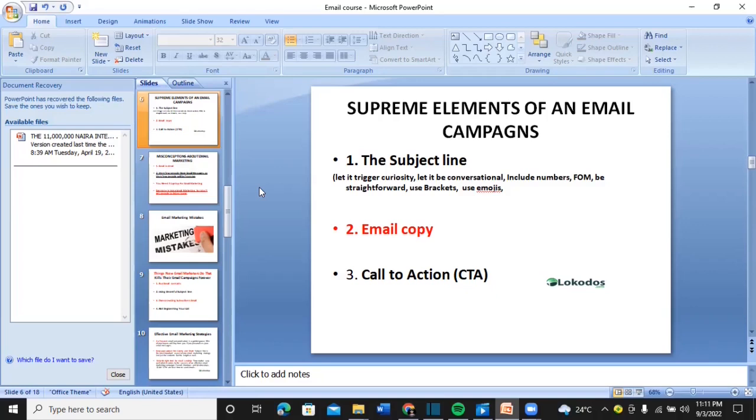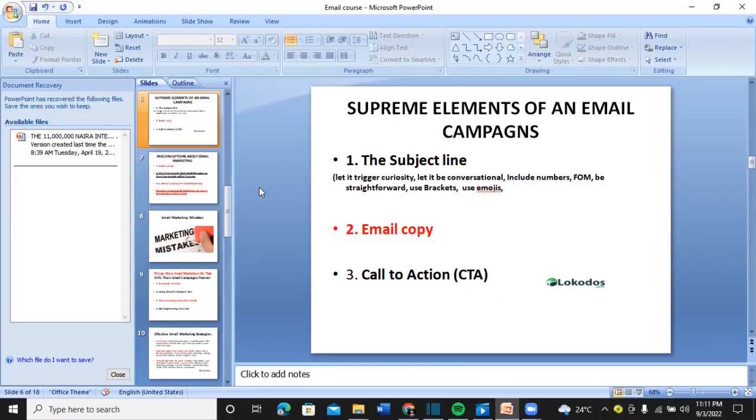Use FOMO. FOMO means fear of missing out. Use things like 10 minutes to go. Don't miss this. And all these things that can trigger their fear of missing out. Next, be straightforward. Don't use misleading titles. We are going to look at that in detail later.